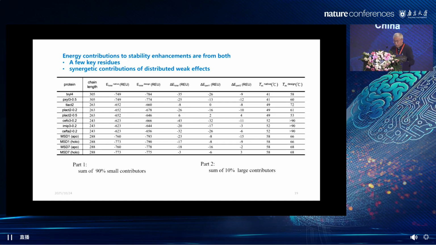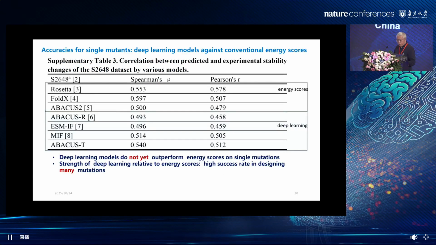That's a really interesting effect of this deep learning-based design. Because if we compare different deep learning methods with energy score-based methods for single mutants, using a database on stability, we see that in terms of correlation with experimental data for single mutants, the energy scores still outperform all these different deep learning methods for prediction of single mutations.